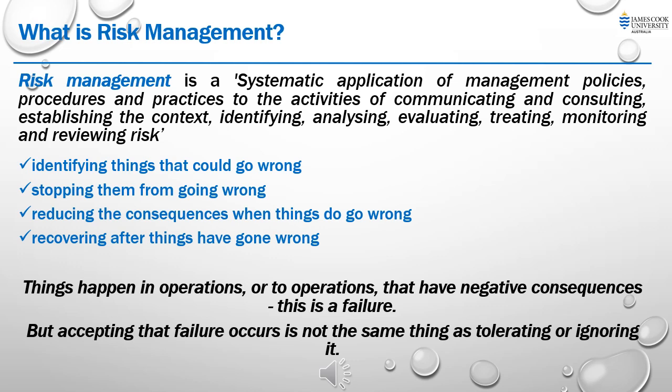Risk management is a process of identifying, assessing, and controlling or mitigating risks that may negatively impact an organization objective or activities. It involves identifying potential risk, evaluating the likelihood and potential impact of those risks, and implementing measures to control or mitigate those risks. So we try to identify things that could go wrong, stop them from going wrong, reduce the consequences when things do go wrong, and recover after things have gone wrong.